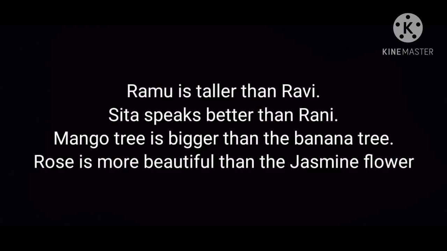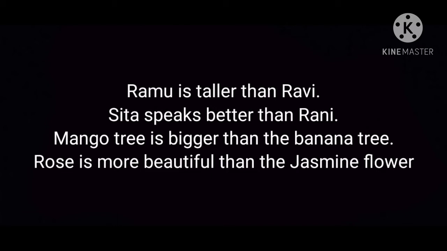So let us see that. Now here if you observe the sentences: Ramu is taller than Ravi, Sita speaks better than Rani, mango tree is bigger than the banana tree. So if you observe here, the comparison is between two members, two things or something. So when the comparison is taking only two things or two persons at a time, then we use the comparative form of degree like taller, better, bigger, smaller, whatever it be, which is ending with er, and it is followed by than. Can you see?